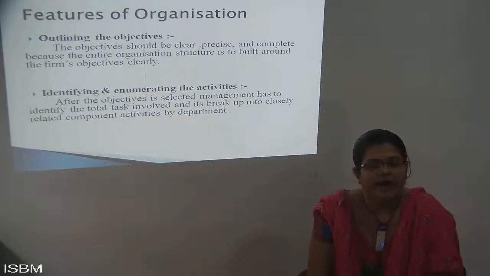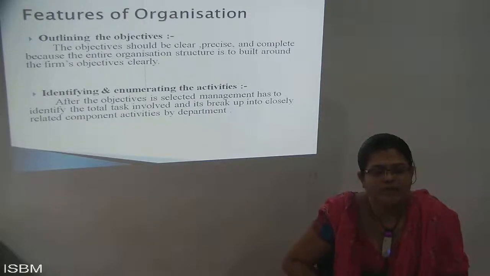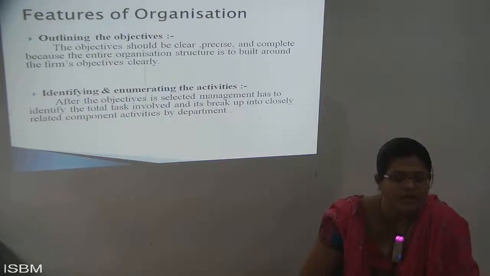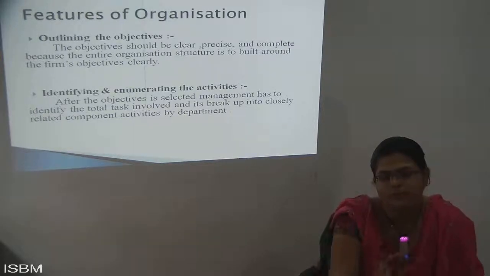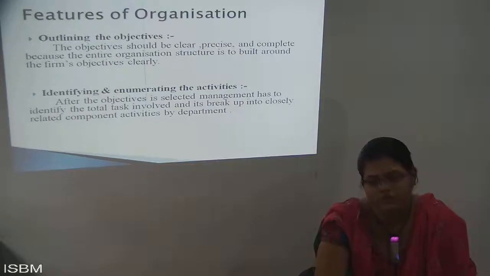And once you have identified each and everything, you need to enumerate the activity. Enumerating means that whatever the objectives were, your mission, vision, and goal, meaning my company should run on this policy. These are the mission, these are the vision, these are the goal.